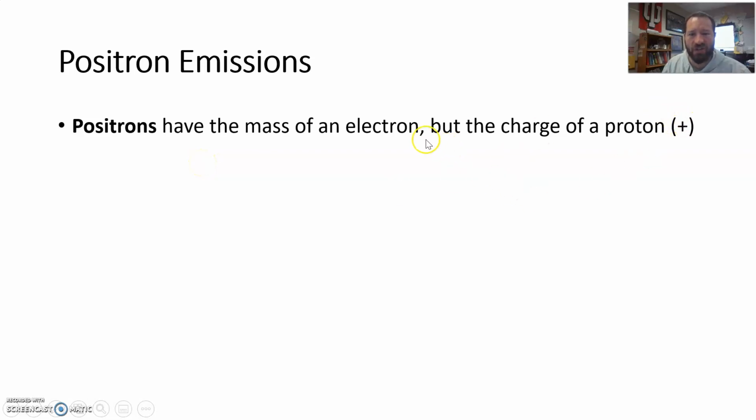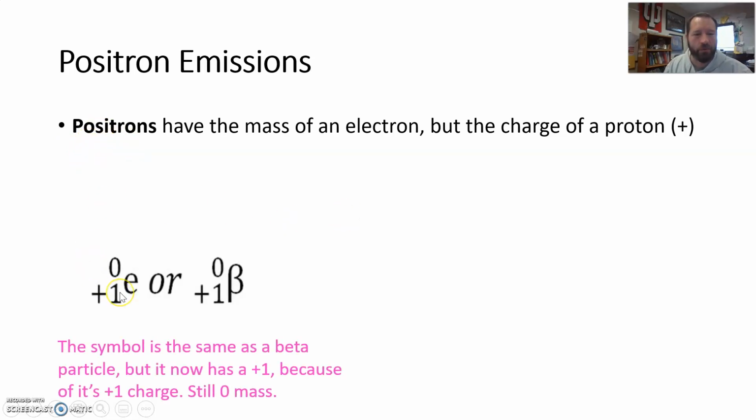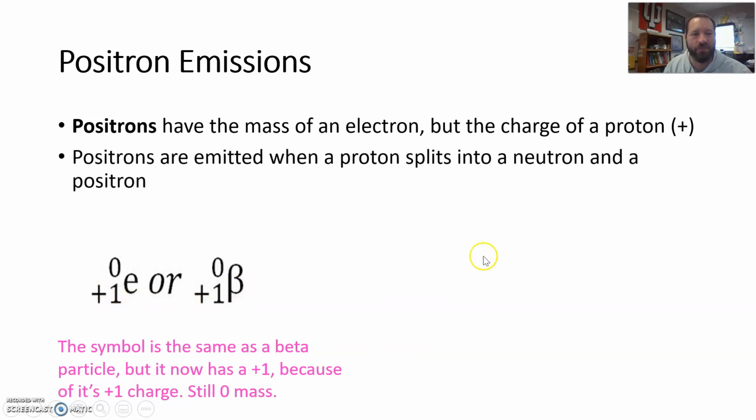So zero mass, but a positive charge. So hence the term a positron. It's very much like an electron, but with a positive charge. You can use either symbol, just like you could for a beta particle. It kind of is a beta particle, except notice now we have a positive one down below. So instead of a negative one that we had for our beta particles, now we have a positive one.